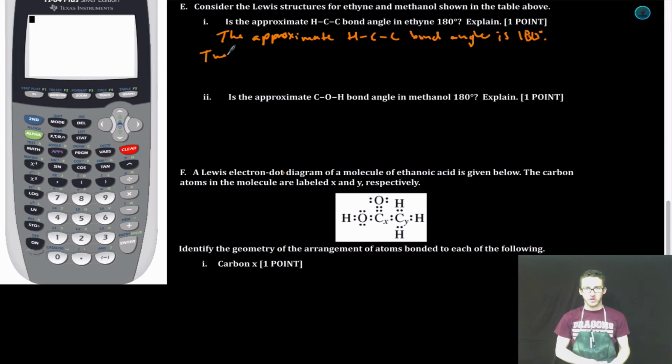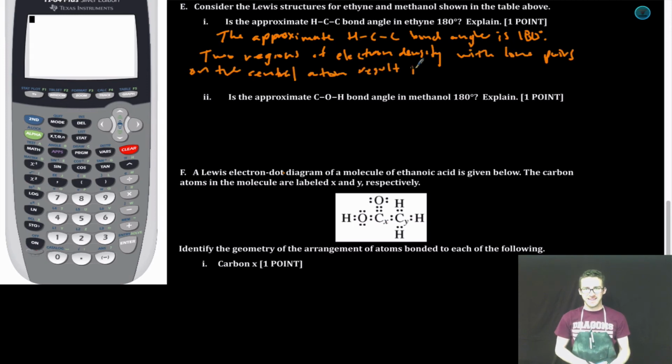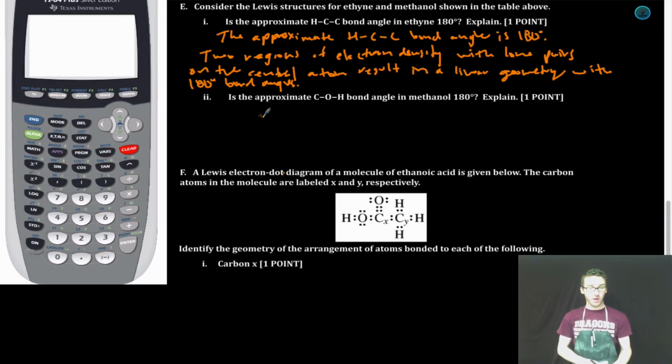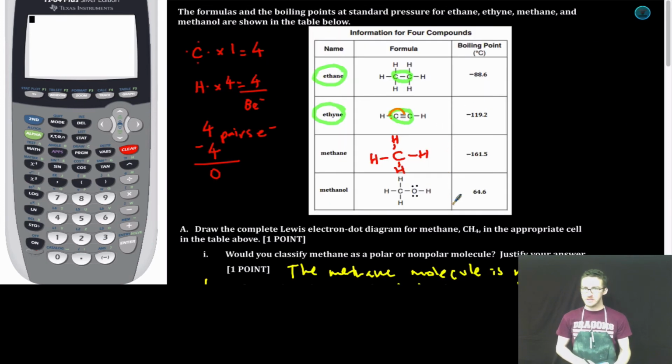Two regions of electron density with no lone pairs on the central atom result in a linear geometry with 180 degree bond angles. Boom. Subpart II. Is the approximate COH bond angle in methanol 180 degrees? Explain.